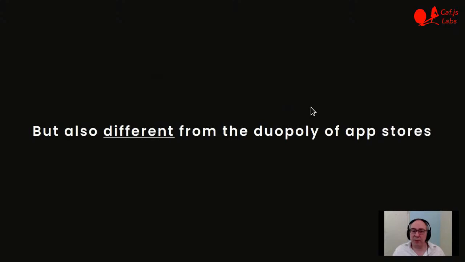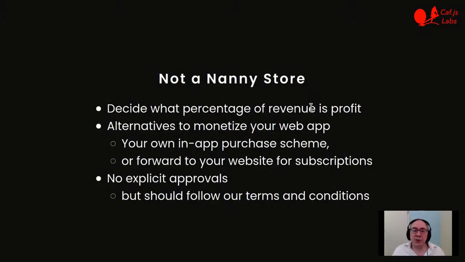But we also want to be extremely different from the duopoly of app stores that unfortunately we have to suffer these days. The first thing we do is that we are not a nanny store. You are going to be able to decide what percentage of the revenue is going to be profit. And the reason we can do that is because the money that we make is not based on the money that you make. The money that we make is a function of the infrastructure cost. So if a programmer increases the prices, it will just increase the margins, right?